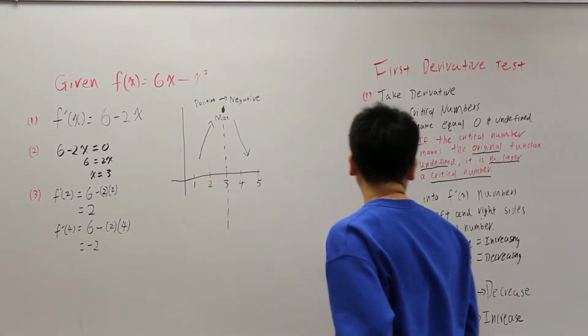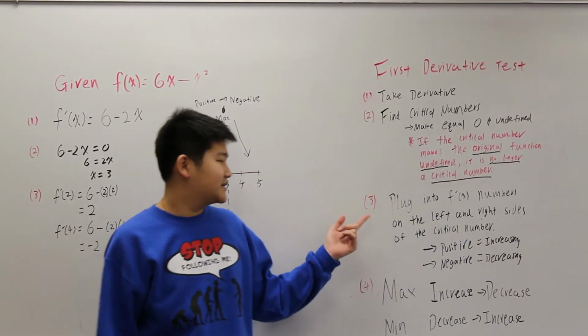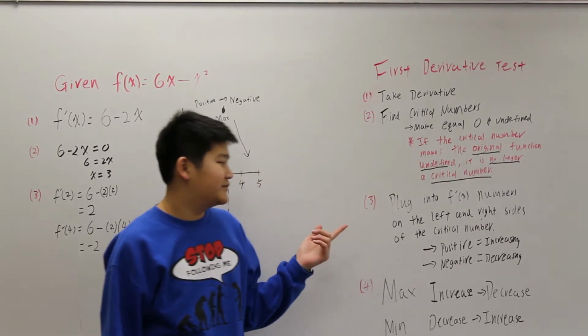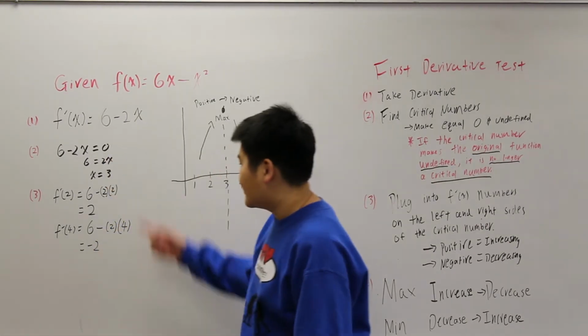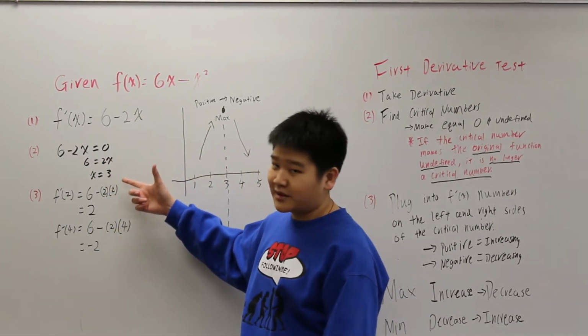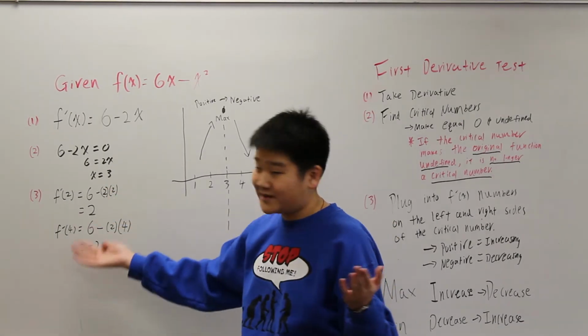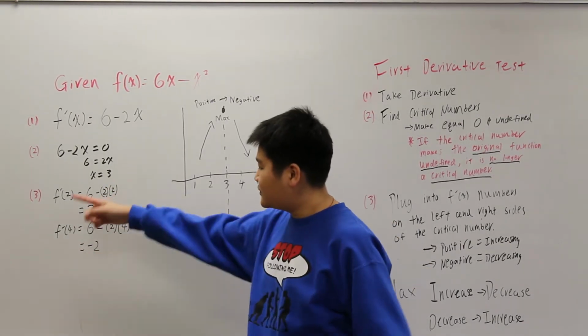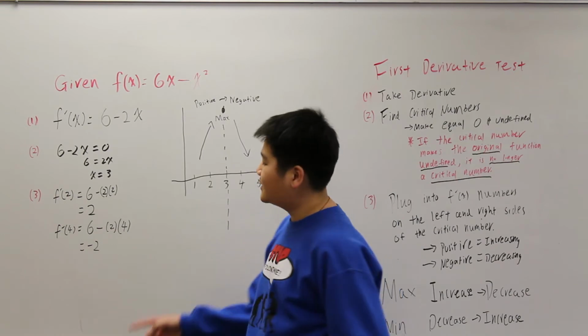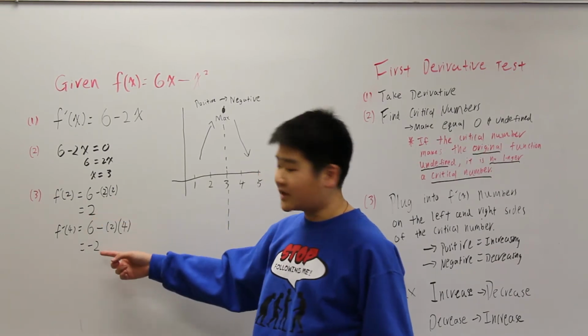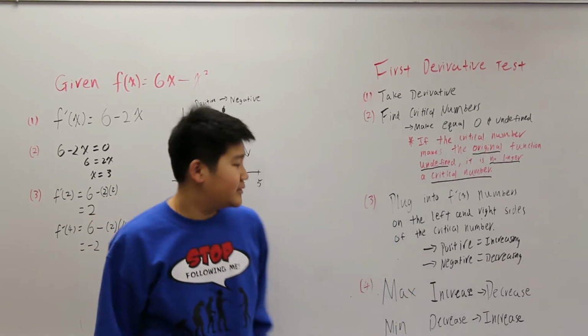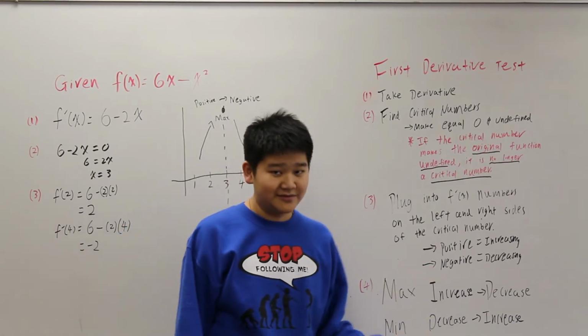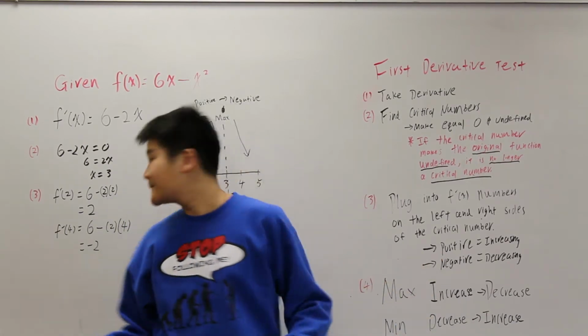And now the third step. Plug into f prime of x the numbers on the left and right sides of the critical number. We have 3 here, so you can plug in 2 on the left side and 4 on the right side. When you plug in 2, you get 2, a positive number. And when you plug in 4, you get negative 2, a negative number. If it's positive, it's increasing, and if it's negative, it's decreasing, right?